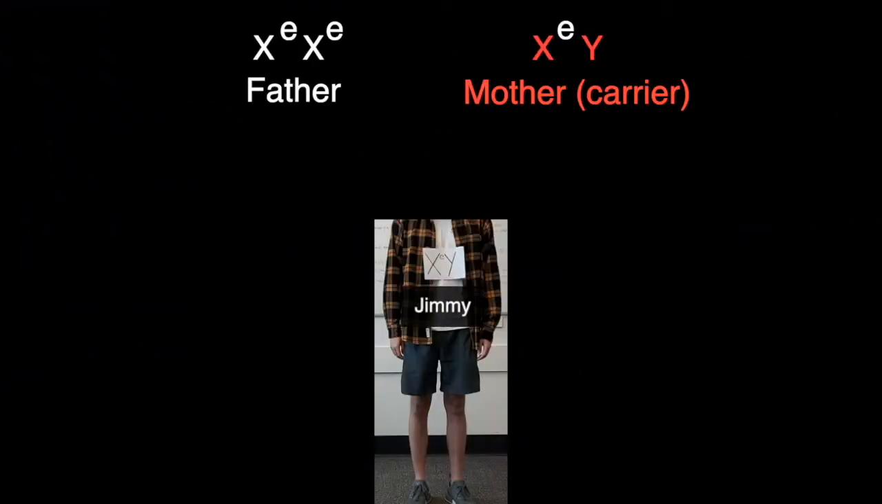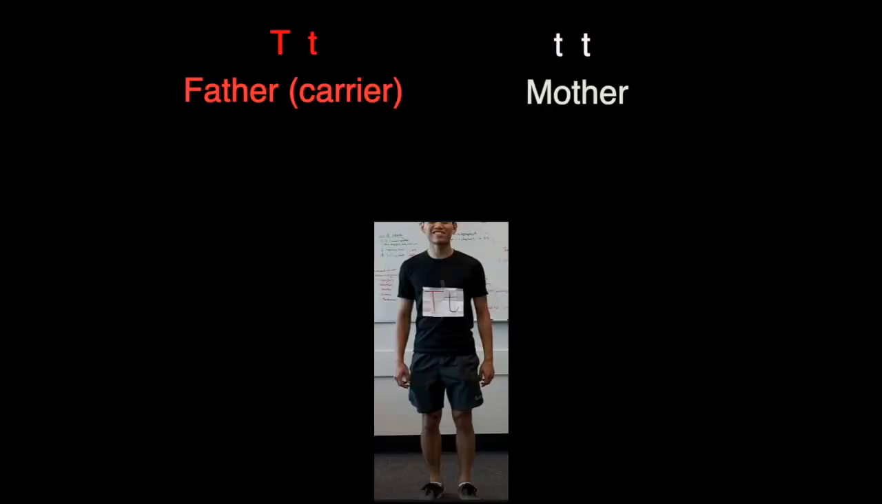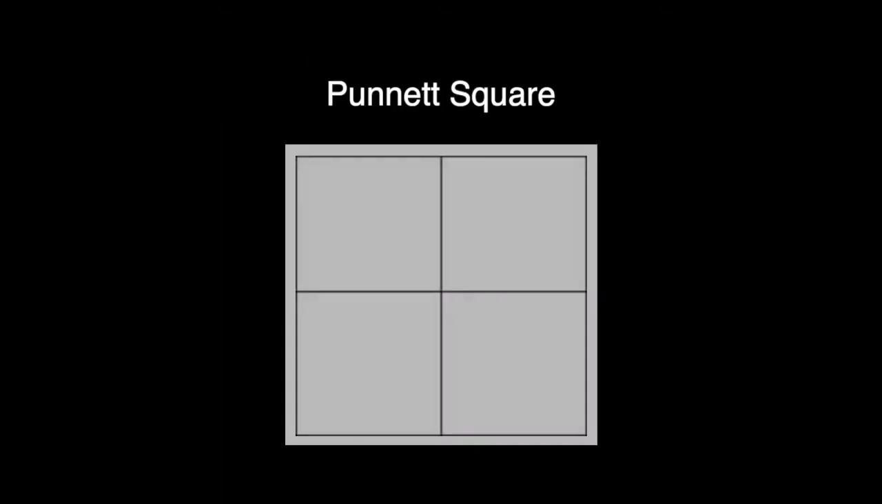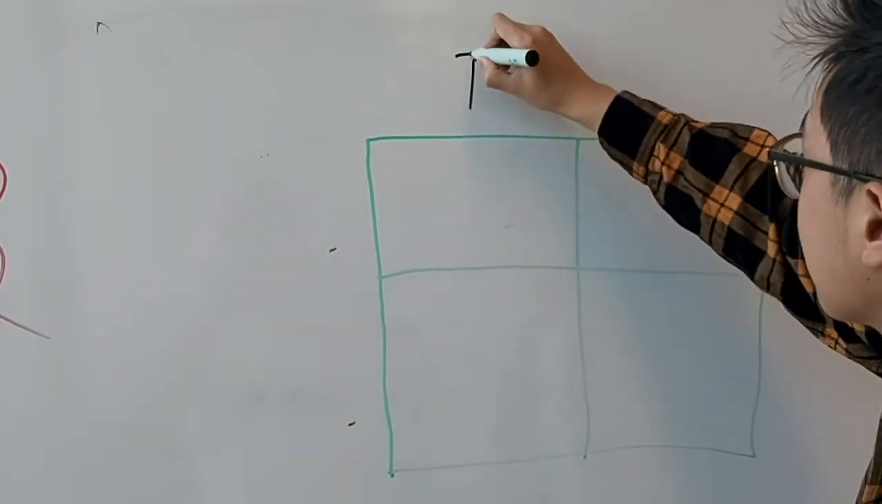Unbeknownst to the couples, Jimmy's mother was a carrier for ectodermal dysplasia, and Timmy's father was a carrier for Treacher Collins syndrome. Using a Punnett square, we can calculate the probability of each couple's offspring inheriting these two conditions by predicting the genotype and phenotypes produced by possible combinations of gametes from each couple. Treacher syndrome is an autosomal dominant disorder.